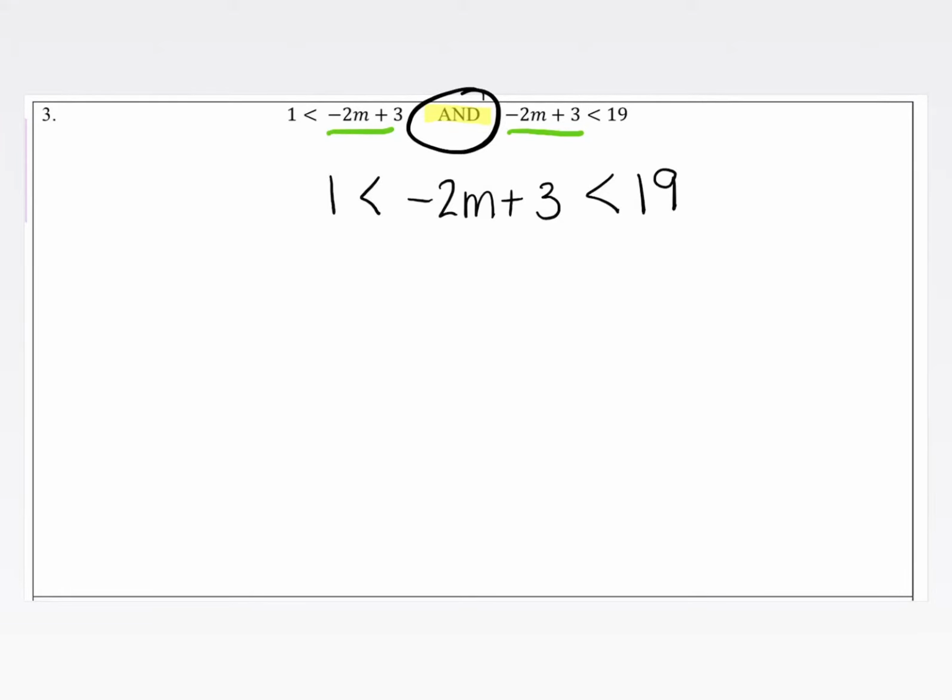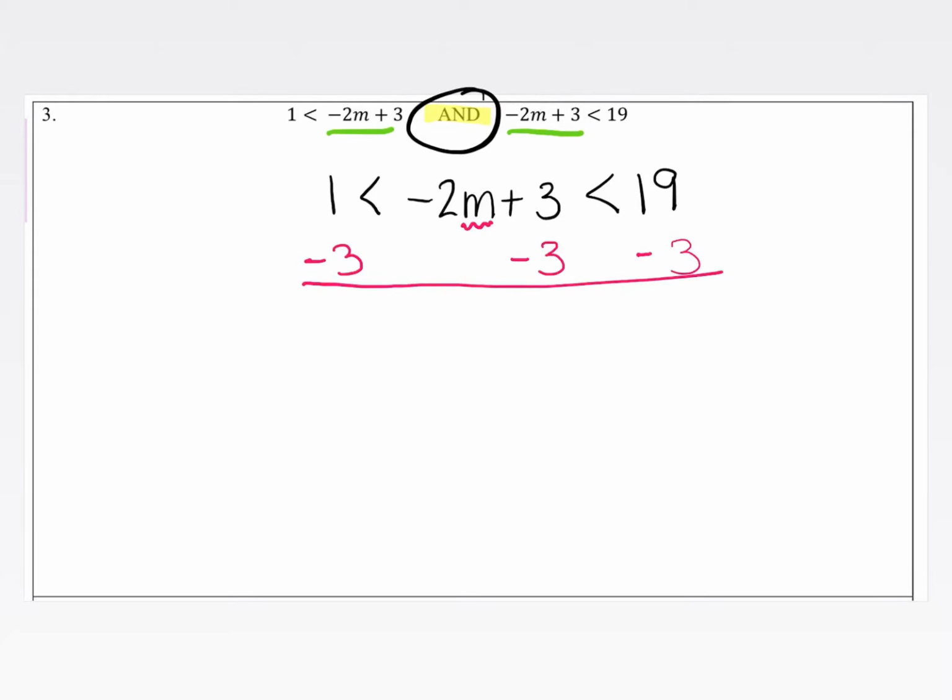So now when we solve for m, it's going to look a little bit more condensed. Since 1 is less than -2m plus 3 is less than 19, we're going to solve this just like we would on a regular two-step inequality. However, what we do to one side, we have to do to all of the sides here because we have two inequalities. So first, I'm going to isolate that m ultimately. So I'm going to subtract 3, but I need to subtract 3 from every single side.